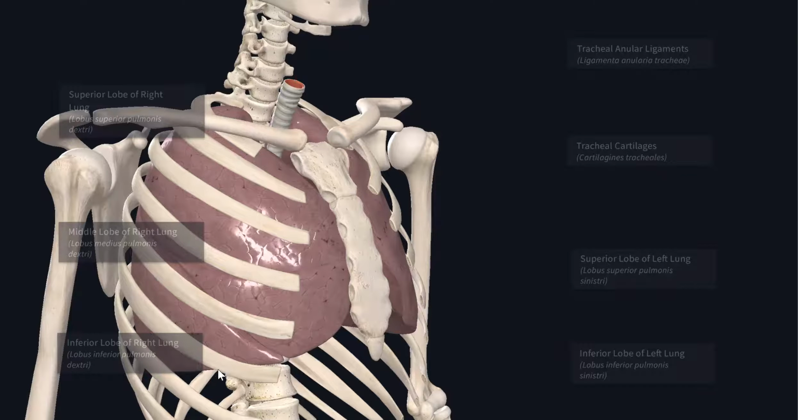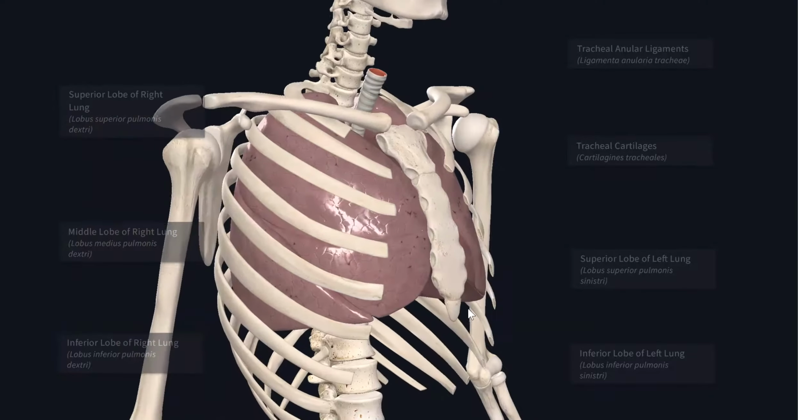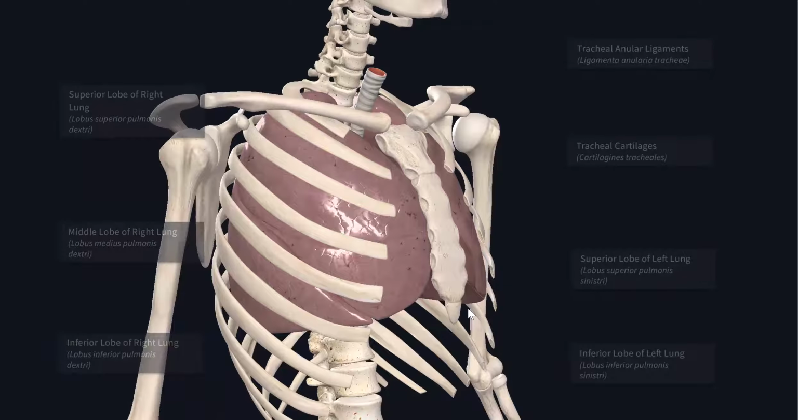Okay, so if in your exam you are asked about rib number 7, 8, or 9, this is not the level of the lungs at all, and this has been asked already in the MRCS Part A exam.